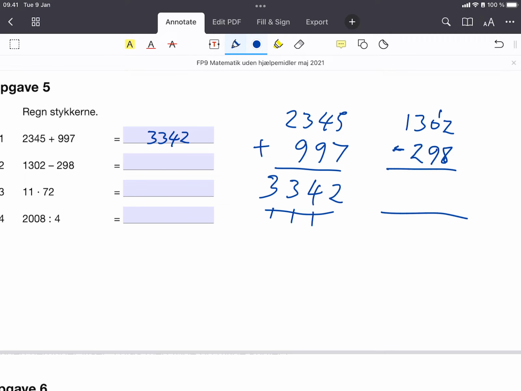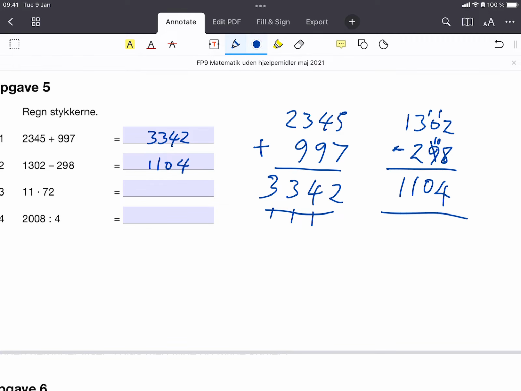So 2 minus 8 can't go, borrow 1. 12 minus 8 is 4. Pay the 1 back. Borrow from there. 10 minus 10 is 0. 3 minus 2 is 1. 1 minus nothing is 1. 1, 1, 0, 4.